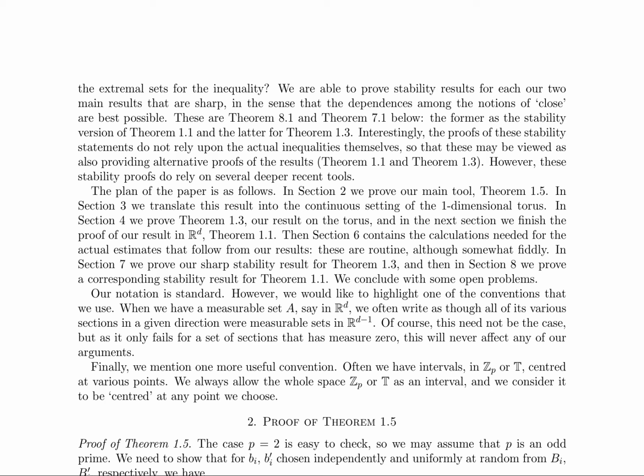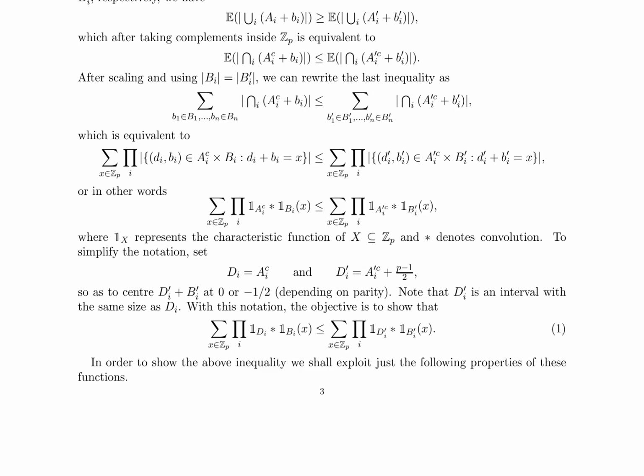The paper's structure is outlined, covering the main tool, its translation to a continuous setting, and the proofs of the theorems. It also includes calculations and stability results. The notation and conventions used are explained, emphasizing the significance of certain measures and intervals. The proof of Theorem 1.5 is detailed, focusing on the case where p is an odd prime. This involves an inequality involving characteristic functions and convolution, crucial for the stability results.